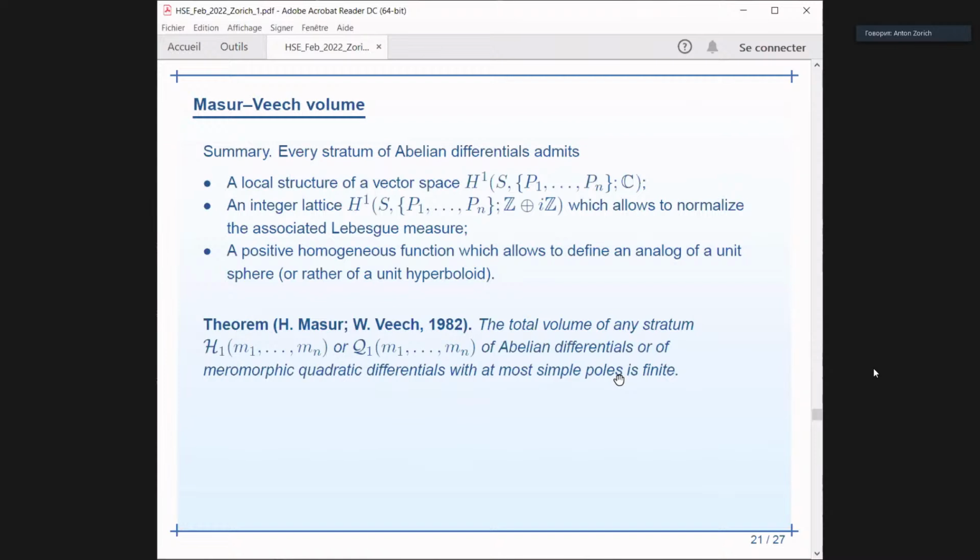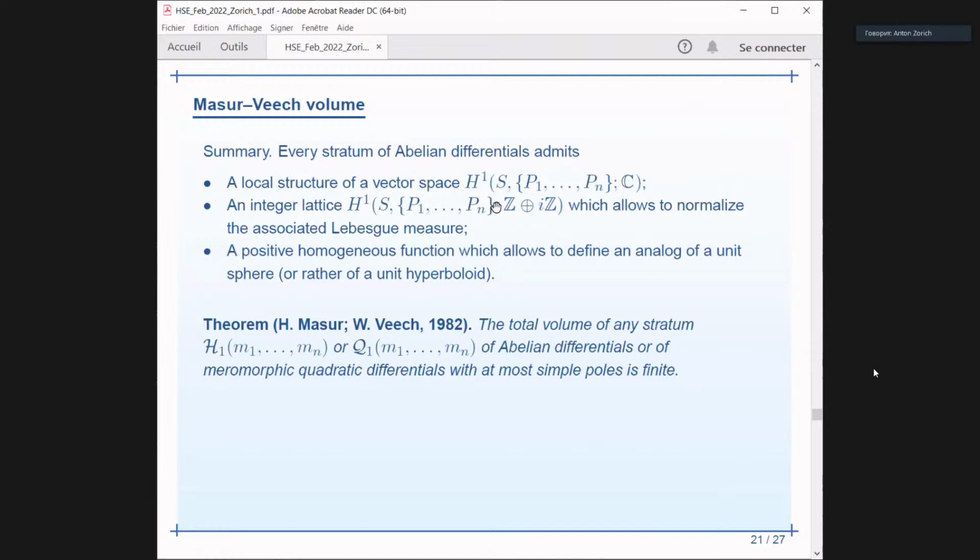So, coming back to a more formal definition, we have the following structures. For every stratum, we fix the degrees of zeros of our holomorphic 1-forms, and also we fix the number, so we have n zeros of fixed degrees. We have a local structure of a vector space, which is cohomology. That's our period coordinates. So our strata are modeled on this cohomology. We're lucky because in this cohomology, we have an integer lattice in these vector spaces.